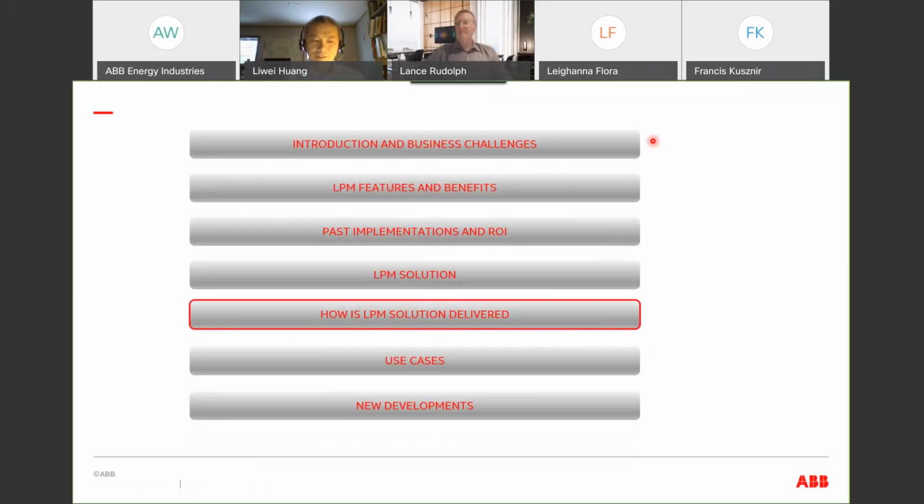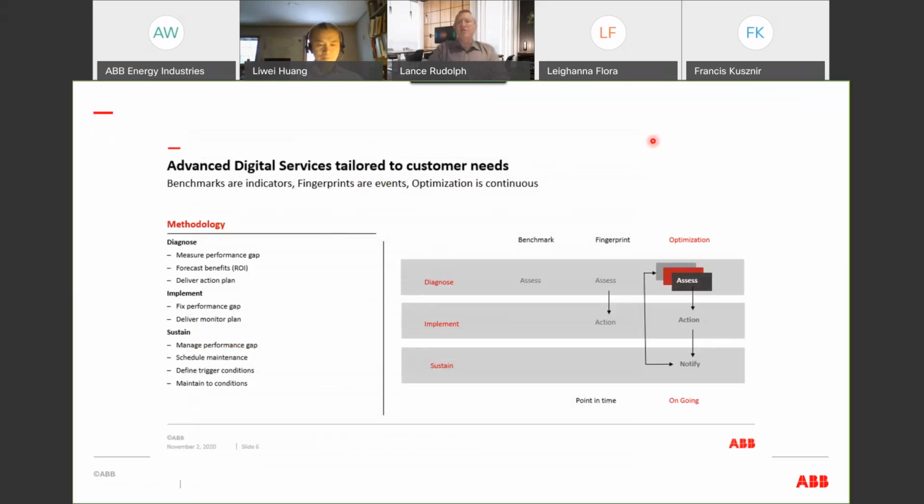So now let's talk about the delivery of the solution. Lance, can you talk about how ABB delivers the solution? Yeah, so we've got a phased approach that we typically like to work through with our customers. This approach allows us to quickly assess the situation with a high-level, quick turnaround analysis. And we call this a benchmark.